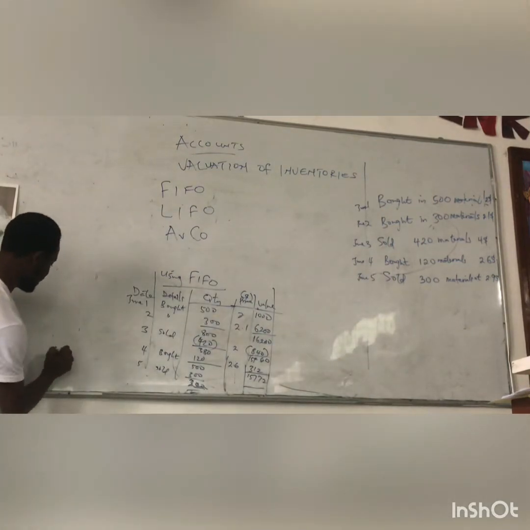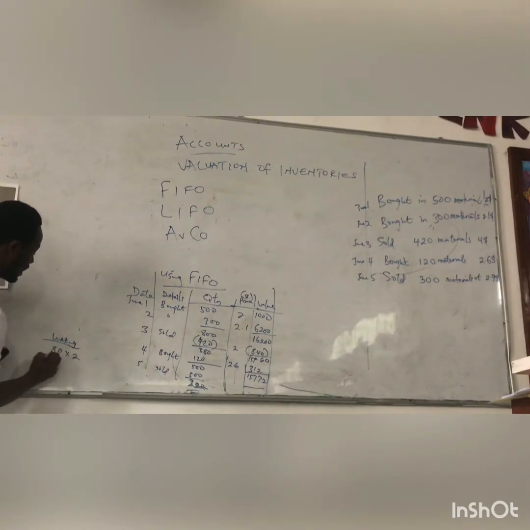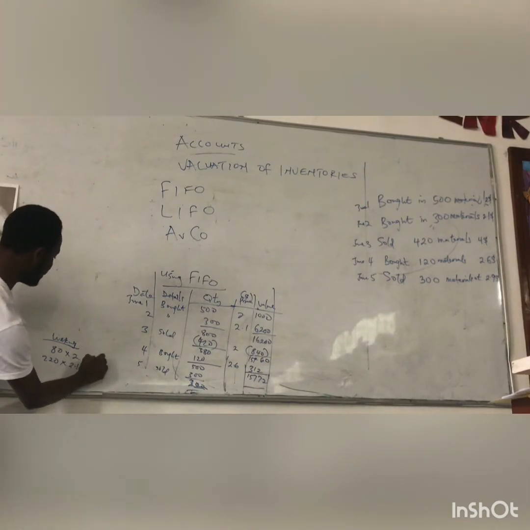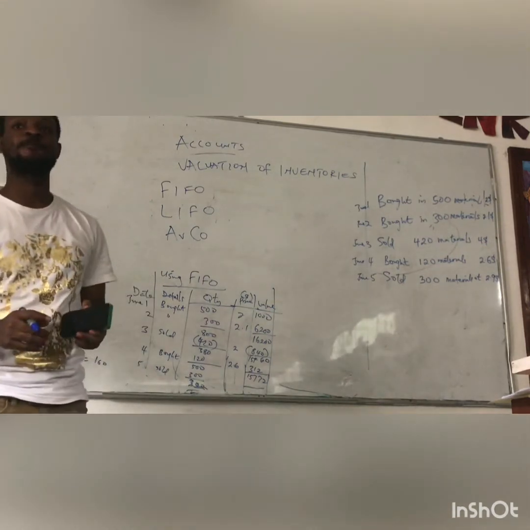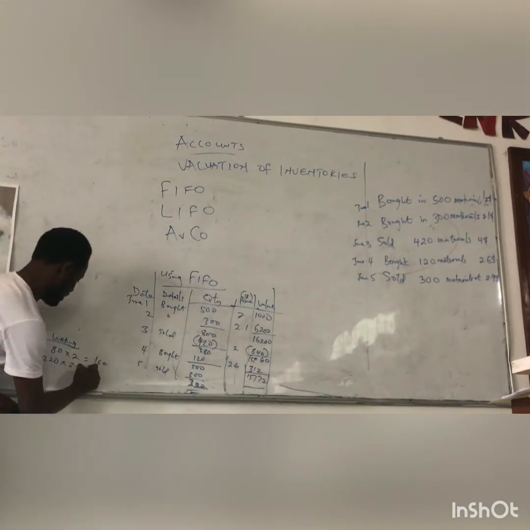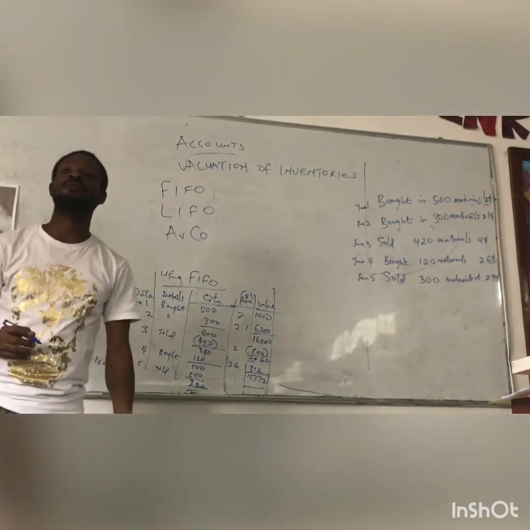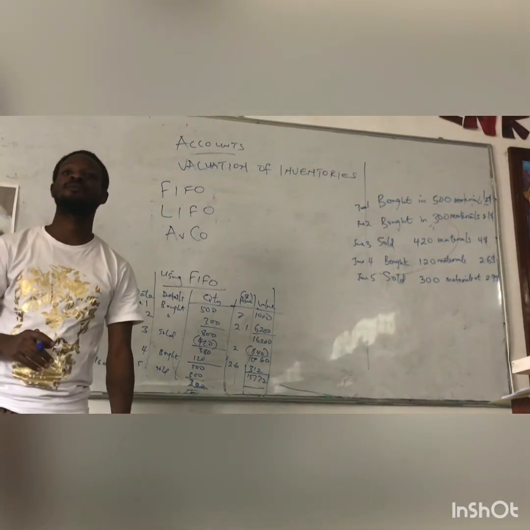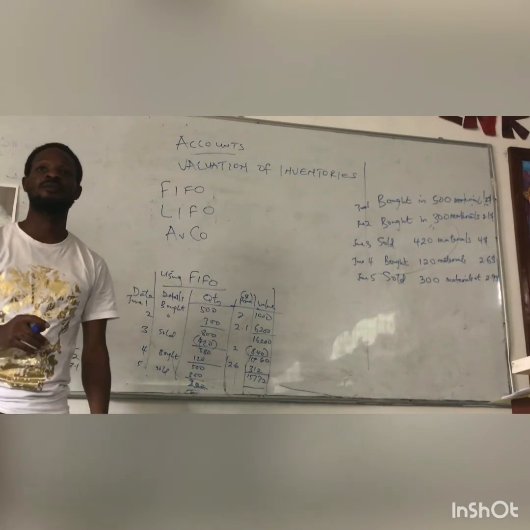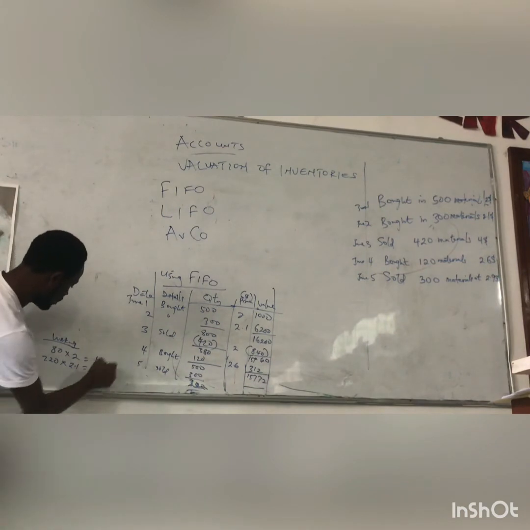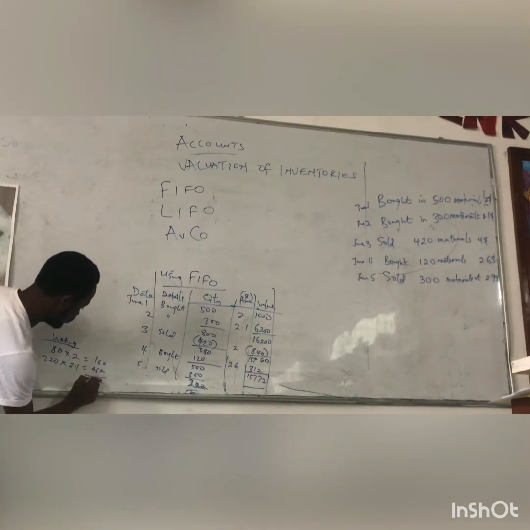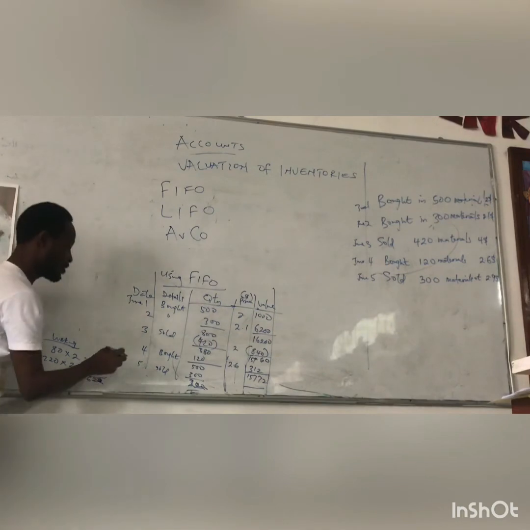So 80, then we'll do short calculation here. 80 times $2, then 220 times $2.1. 80 times 2 is 160. 220 times 2.1 is 462. So that means the value of the goods sold here is 160 plus 462, so 622.